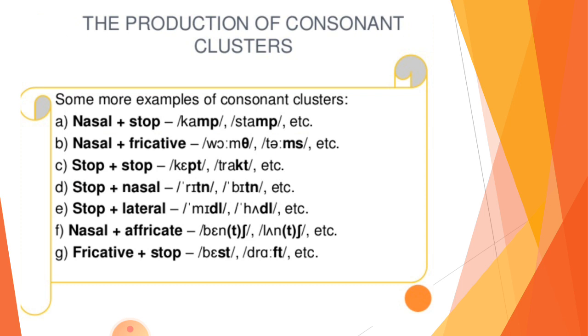Now here some examples of consonant clusters are given. Nasal plus stop, that is scamp, stamp, etc. Nasal plus fricative, and stop plus stop, example kept, tracked, etc. Stop plus nasal, example beaten, written, etc. Stop plus lateral, example middle, huddle, etc. Nasal plus affricate, bends, etc. Fricative plus stop, example best, draft, etc.